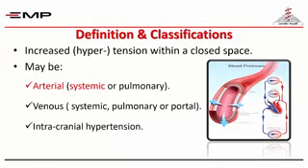Let's start with the definition and classifications. Hypertension is an increased pressure within a closed space. It may be arterial, like systemic hypertension, our topic today, or pulmonary hypertension. It can be venous, like systemic venous hypertension, pulmonary venous hypertension, or portal hypertension, and intracranial hypertension.